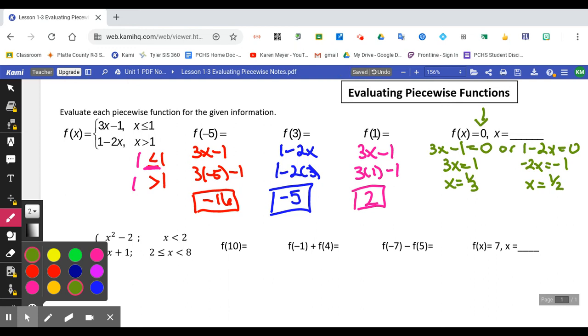So on the top one, we're saying x is 1/3. So if I put that in the restriction, 1/3 is less than or equal to 1. Or the second one over here, if I put 1/2 in for x on its restriction, I have 1/2 is greater than 1. Well, which one of these is true? Only one of them's true. So hopefully everybody says, oh, well, the first one is true and the second one is false. So that means we're not using the second one at all. We're going to use the first one. And we are saying that the answer for x is 1/3.